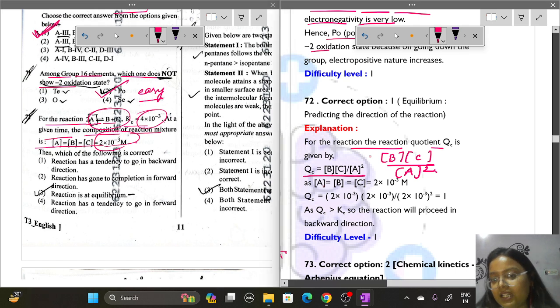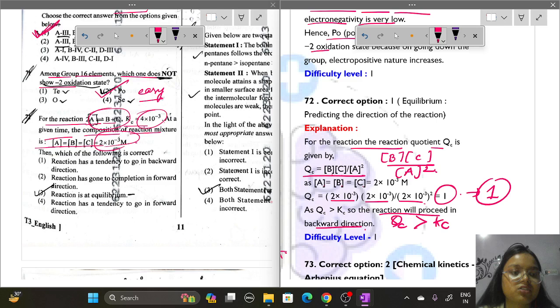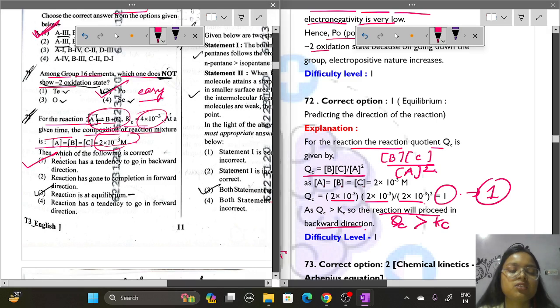So when we know that A equals B equals C, then Qc equals B, which is 2 into 10 to the power 3, C is also 2 into 10 to the power 3, and A squared is (2 into 10 to the power minus 3) whole squared. So overall it comes out to be 1. So Qc will be greater than Kc, so the reaction will proceed in the backward direction. Option number 1 is correct.